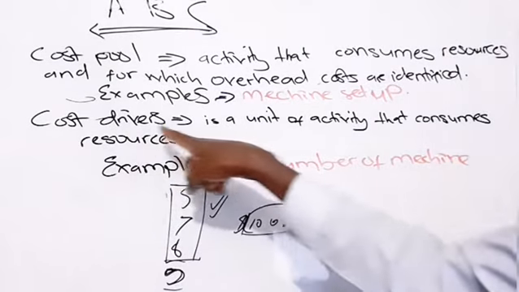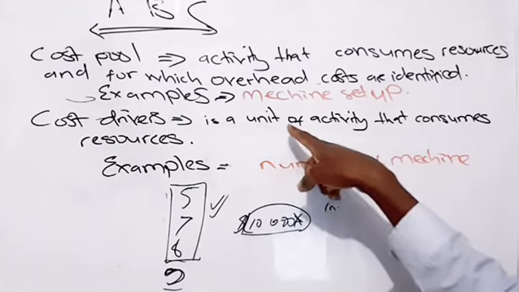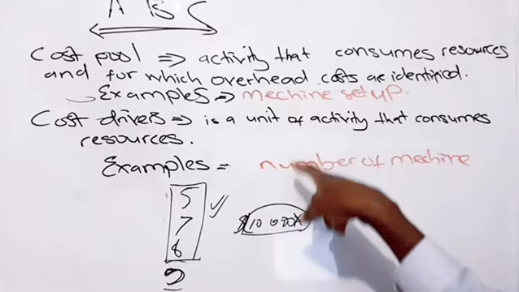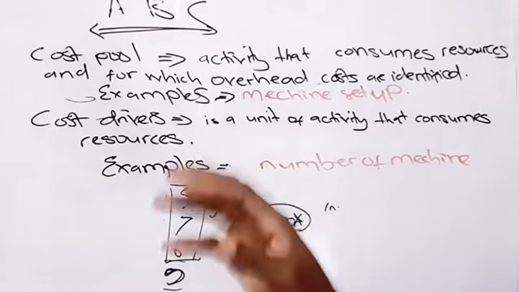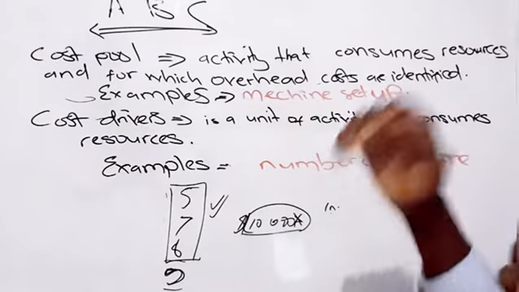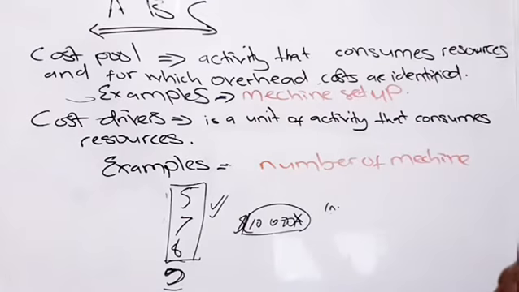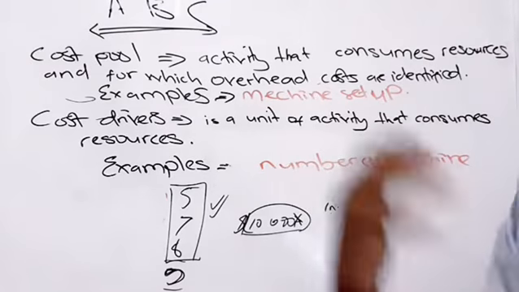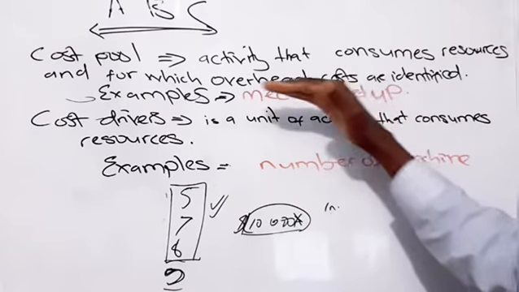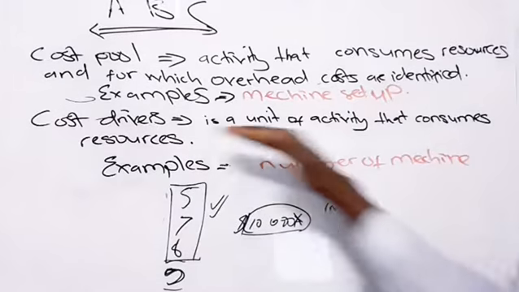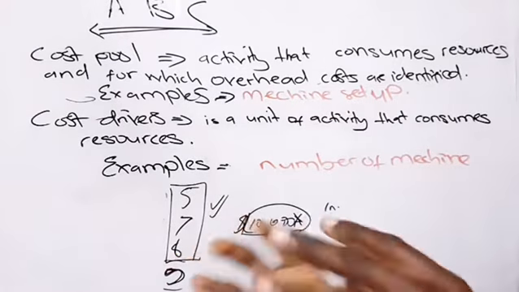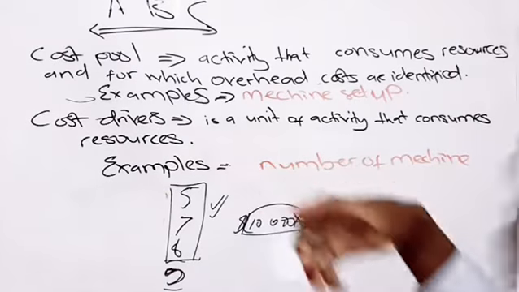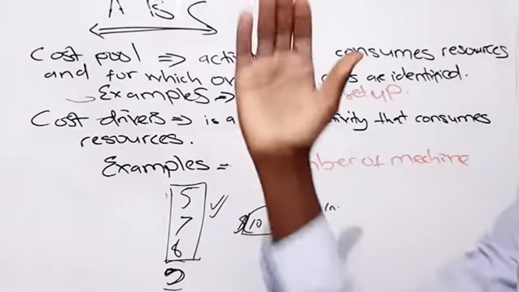A cost driver, as the name says, is a unit of activity that consumes resources. For example, under machine setups, what drives the costs upward? It's the number of machine setups. Each time someone goes in to set up, they drive the costs upward. So this is an example of a cost pool and a cost driver. A cost pool is a location where costs are accumulated, and a cost driver is the activity driving the costs upward.